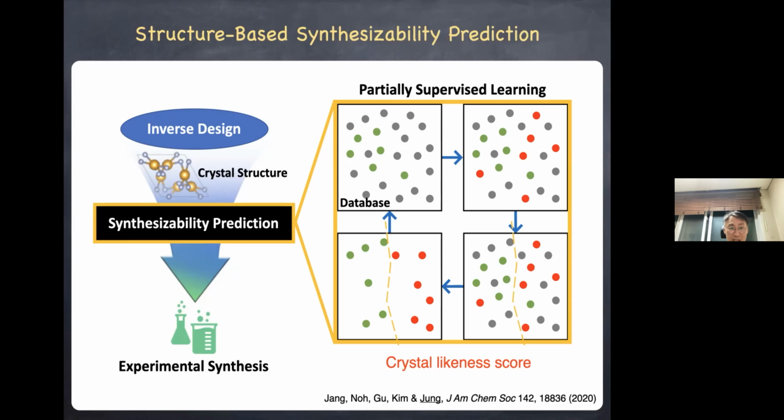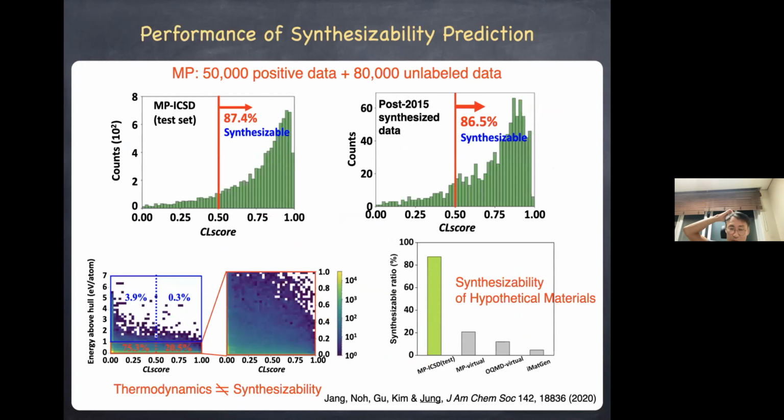But in the synthesizability prediction task, you only have positive data and no negative data, because if a material has been synthesized, it's already positive data. But if it's not synthesized yet, that doesn't mean it is unsynthesizable, because it may be synthesized later on. So you only have positive data and unlabeled data. For that, we use an iterative positive-unlabeled learning technique. I can answer technical questions at the end of my talk, so I'll just show the results.